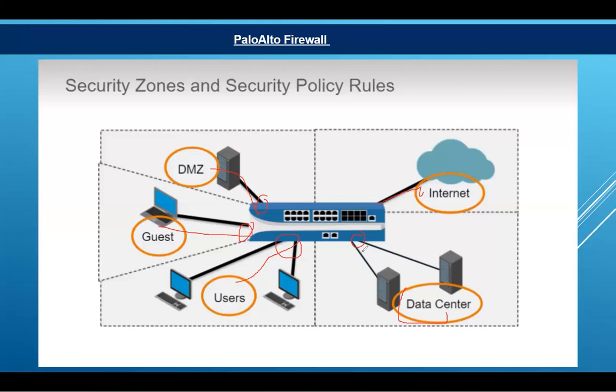In one zone, we can add two or more than two interfaces. But one interface we cannot assign to two zones. Only one interface can be assigned at a time to only one zone, not more than one zone. But in one zone we can add more than one interface. Right, guys?